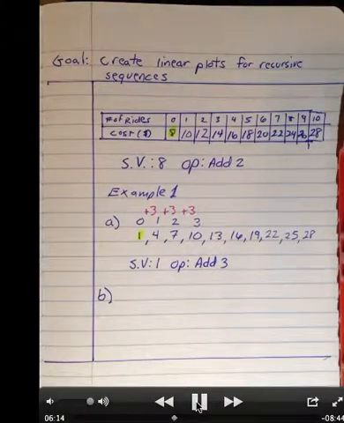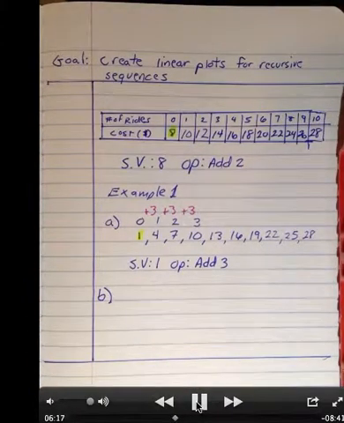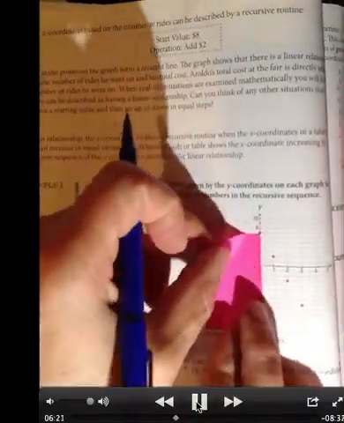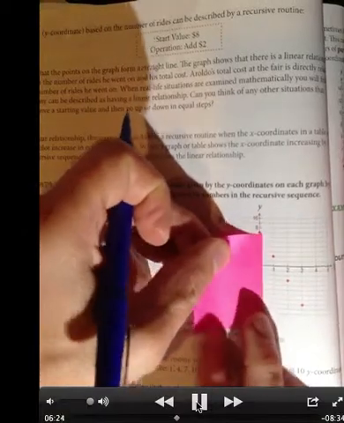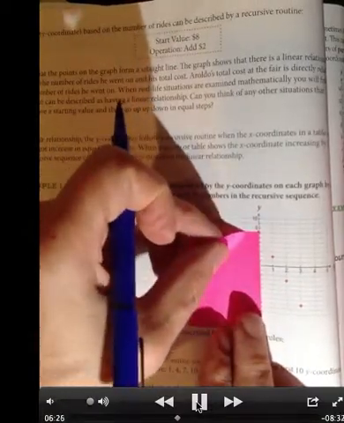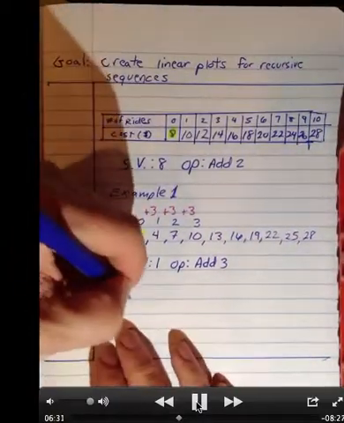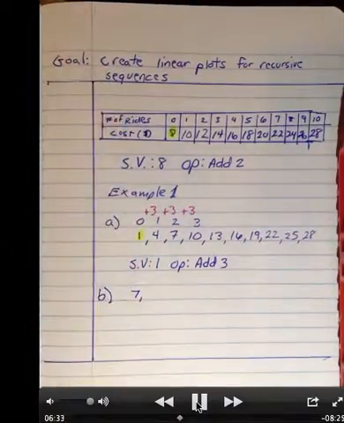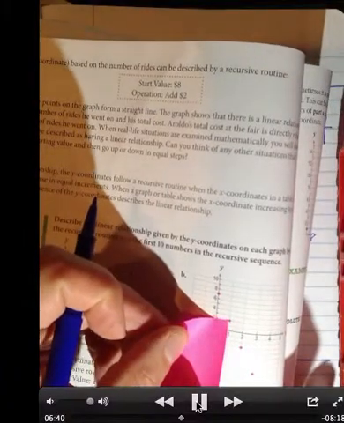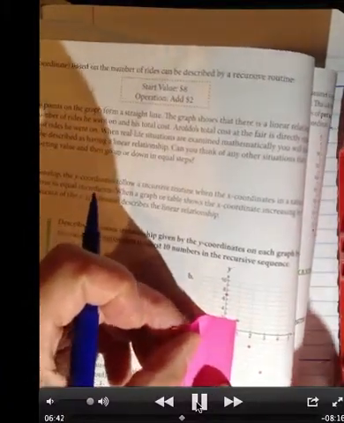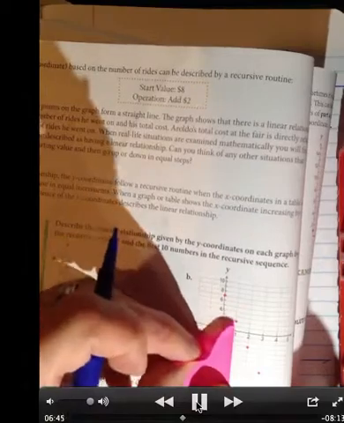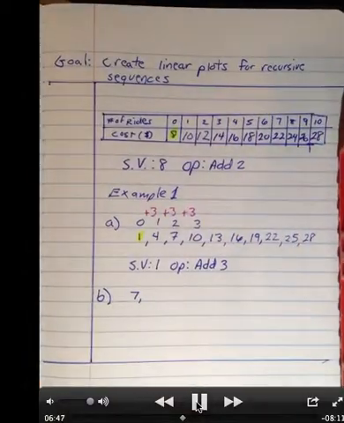Now let's read the recursive sequence from example 1b. So the start value is when x is equal to 0. I haven't done the operation yet, so we're going to start at 7. Then we're going to drop all the way down to 2. So when I've done the operation once, then my sequence is at 2.